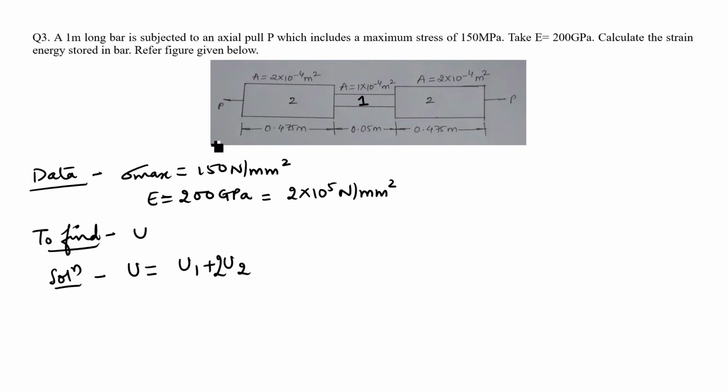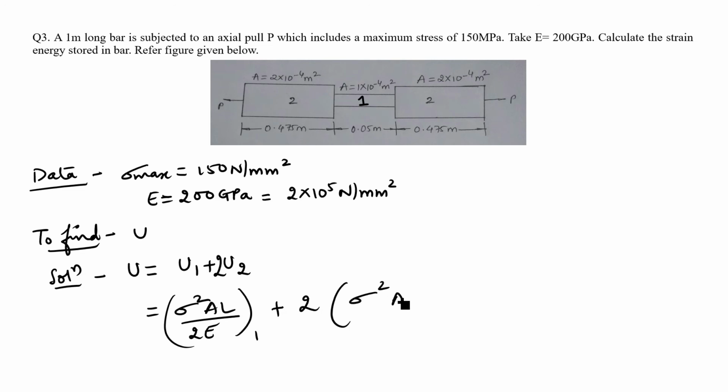and I am writing it so because the length and area is same. Also the value of load it is subjected to is same. The value of E is also same. So because of that reason I have written 2U2. Had these dimensions been different for you, you will have to take U2 plus another term U3 and then solve. So let's solve this. I'll have sigma square AL upon 2E for the first one plus 2 times sigma square AL upon 2E for the second bar.